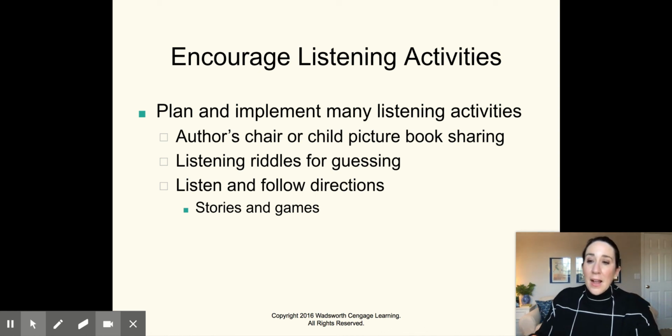Okay. Listening is important, and we need to teach kids how to do it. The more opportunities you have in your classroom for kids to listen and practice listening, the better.